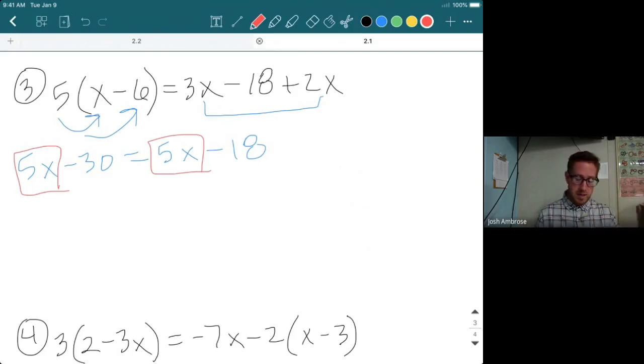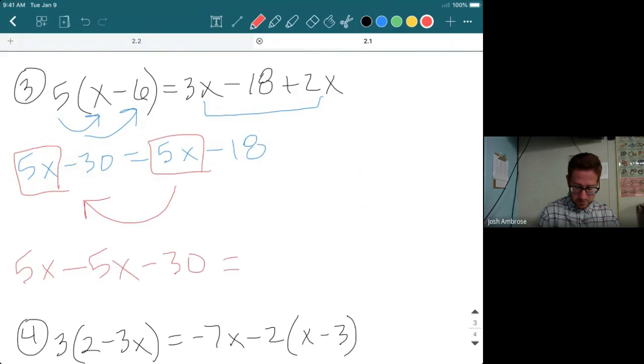Okay, and here's why. Because if you were to take this 5x and move it over, you're going to create 5x minus 5x minus 30 equals negative 18. And 5x minus 5x, that completely drops out, meaning they cancel each other out. There goes your x's, all right? So no more x, and what you're left with is just negative 30 equals negative 18.